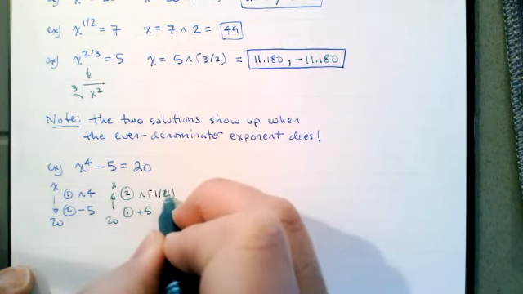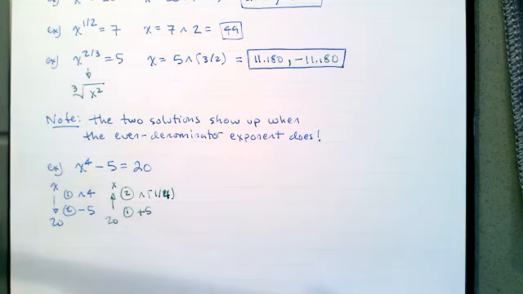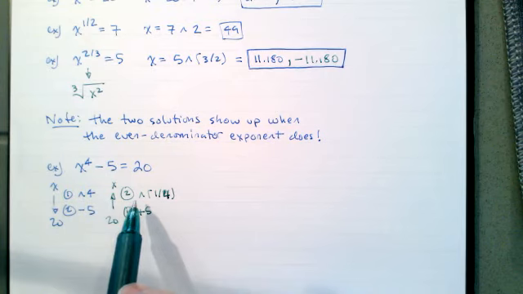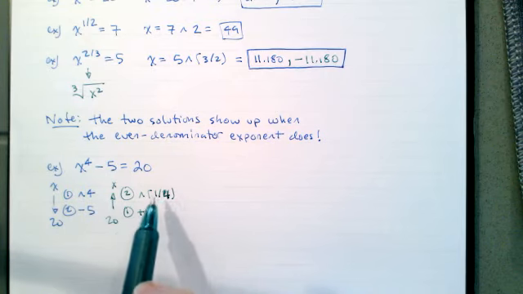Oops, spelled 4 wrong. There we go. So here in the second step, this is when the two solutions will show up, when we do this 1/4 power.